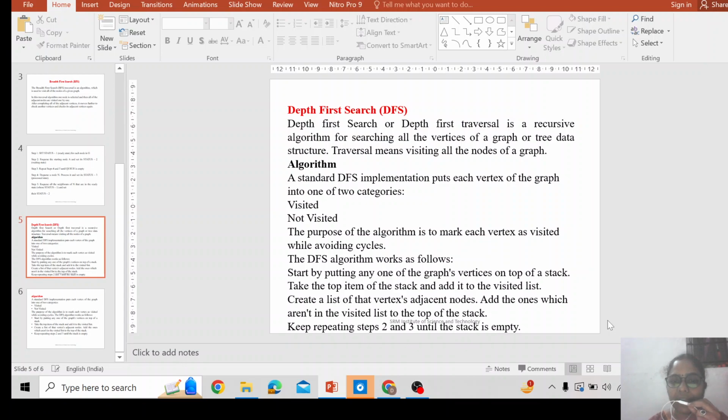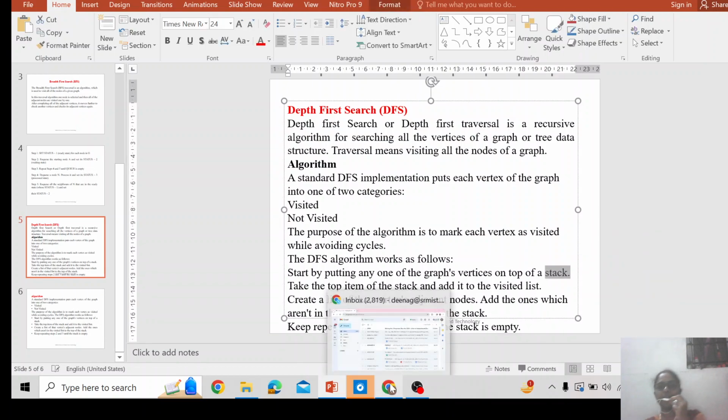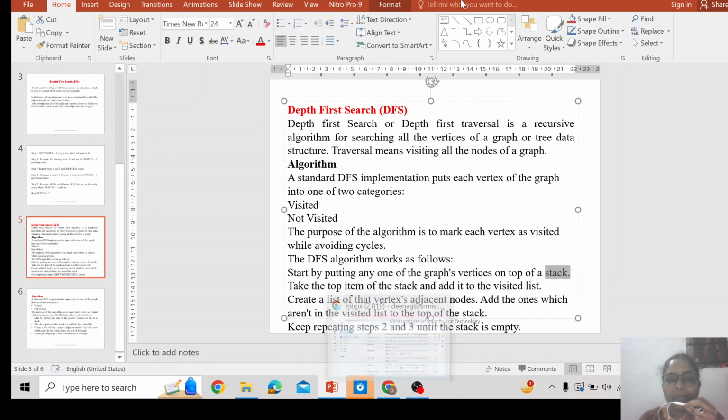Start by putting any one vertex as a starting node, using the concept of the stack. So according to BFS, we use a queue, and here we use the stack concept in DFS. Take the top item of the stack and add it to the visited list. Once the element is taken away from the stack, we move to the next vertex, which is the adjacent vertices of your selected vertex. Add the ones which are not visited to the stack. Keep repeating steps 2 and 3 until the stack is empty.